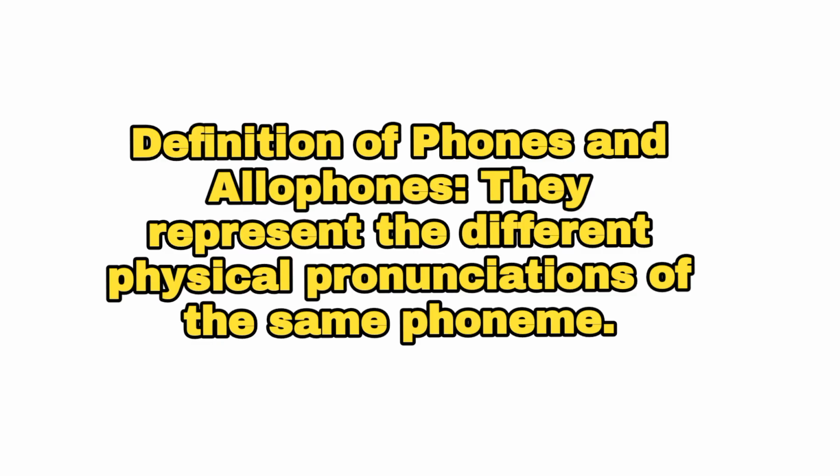Point number 4: phones and allophones. What is the definition? Phones and allophones represent the different physical pronunciations of the same phoneme. Well, let's understand with an example. The pronunciation of T in words like "tar" and "writer" may vary, but it remains the same phoneme.